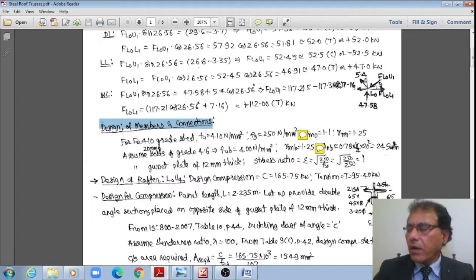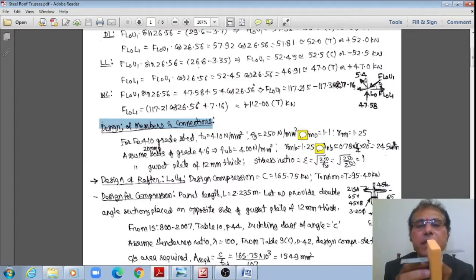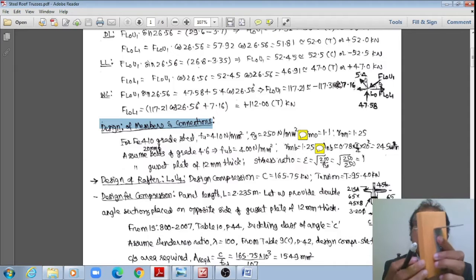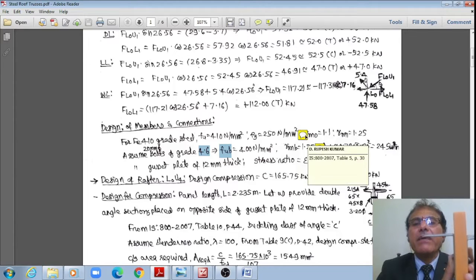Now, for the top chord member as well as the bottom chord members, we are using two angles back to back. Even for the main sling also, we are using two angles back to back like this, on one side of a gusset plate, and the problem also says to use Fe410 grade steel. Therefore I have the ultimate stress of this steel, Fe equal to 410 Newton per meter square, and yield stress equal to 250 MPa. Also from IS 800 2007 table 5, page 30.